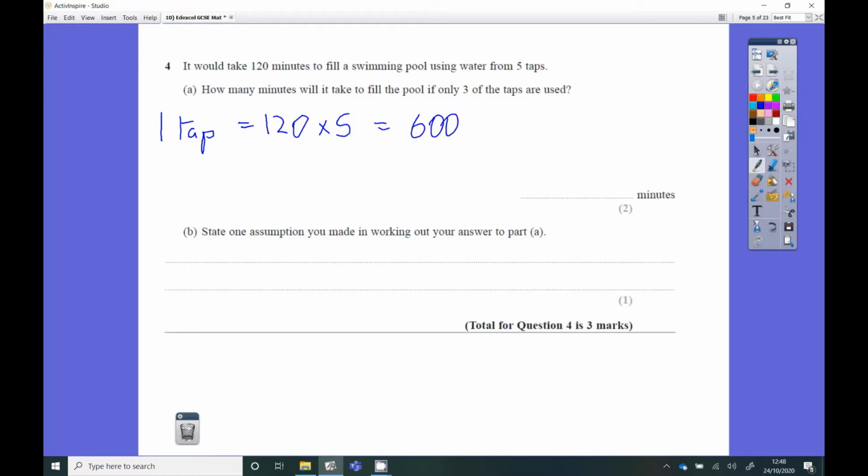Now we've got 3 taps, so that's obviously going to speed things up. We're going to do it 3 times as quickly. So we need to do 600 divided by 3, which means it would take 200 minutes.